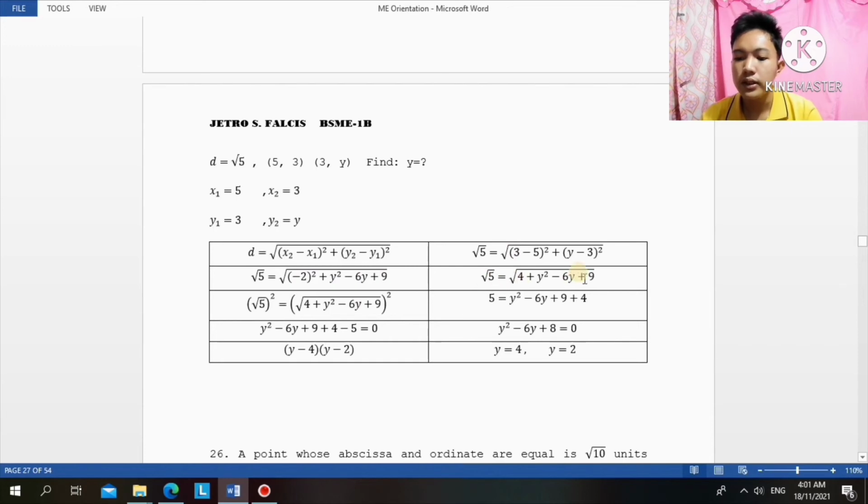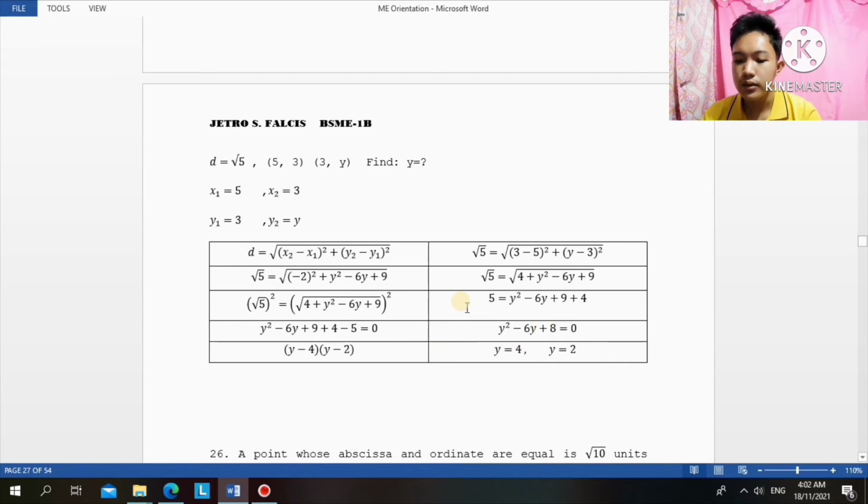So raise both sides to 2, so we cancel out the radical sign. Our equation will be 5 is equal to y squared minus 6y plus 9 plus 4. So combine like terms, 9 plus 4 equals 13. Then transpose positive 5 from the left to the right, it will become negative 5. So 13 minus 5 will become positive 8. So our equation will be y squared minus 6y plus 8.